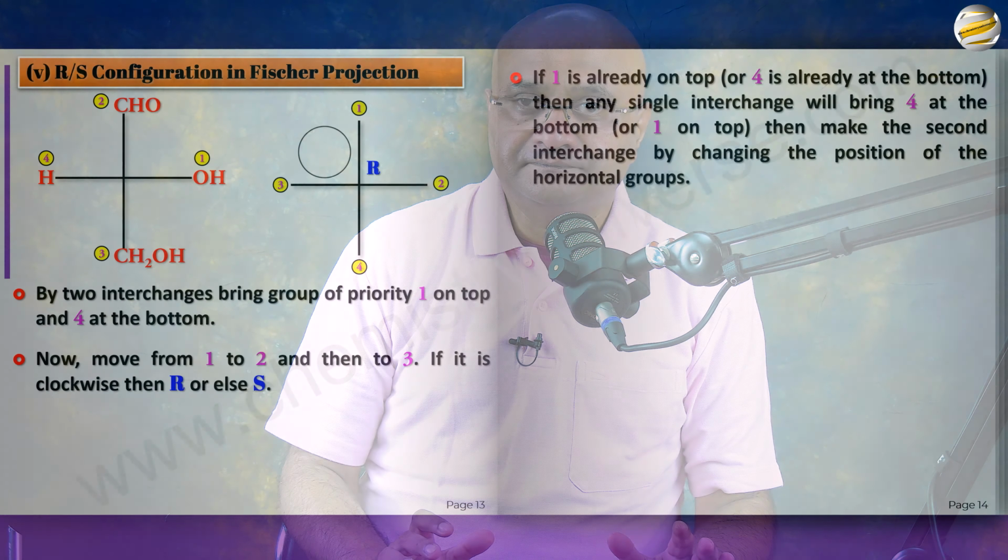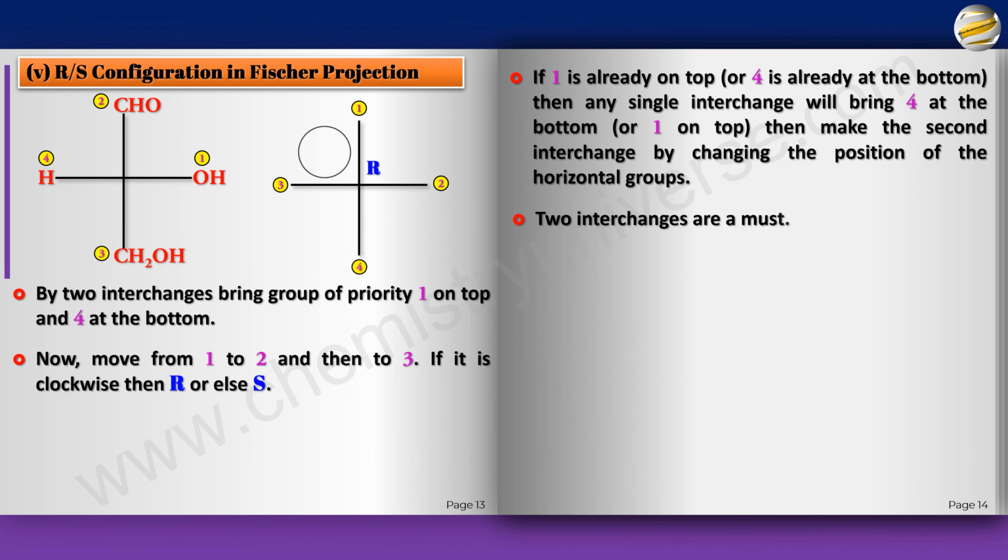Don't make 1. Don't make 3. Make 2. Why? Because I say so. Remember, these are only a way of naming, and in naming just follow rules. There's no logic behind it. So make 2 interchanges because even interchanges always get you the same thing. By bringing 1 on top and 4 at the bottom, it is much easier to deal with the R and S. So 2 interchanges are a must.